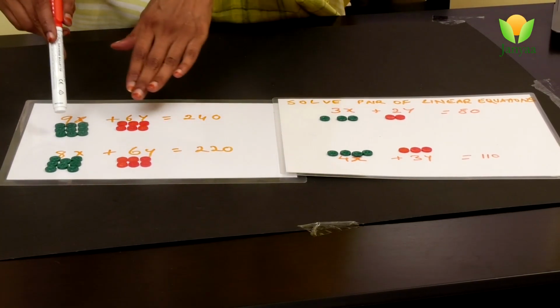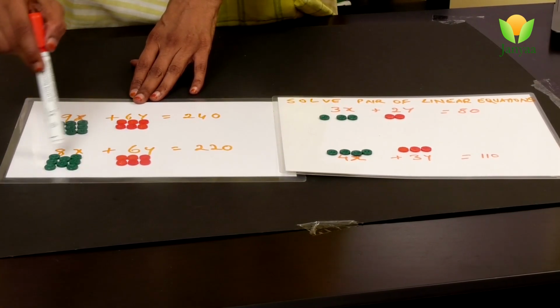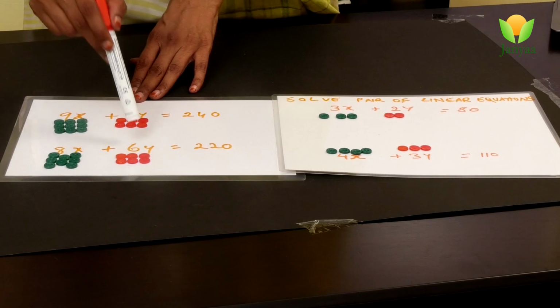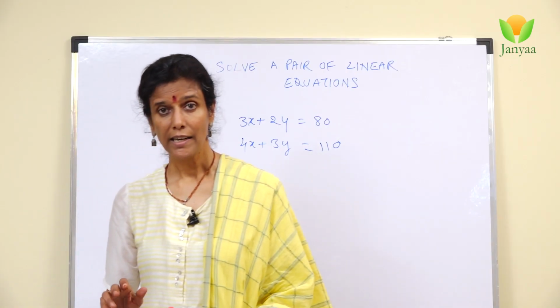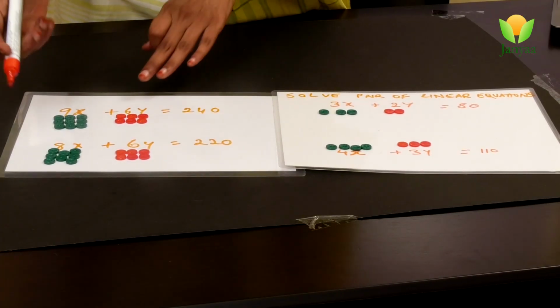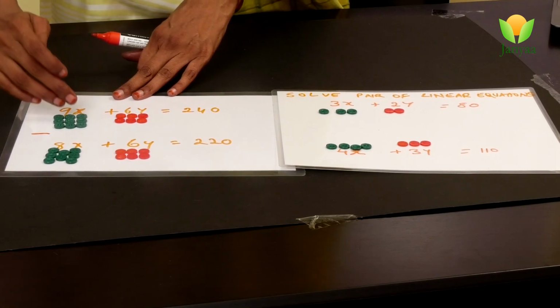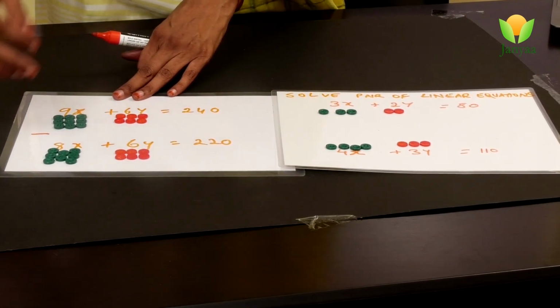So I have all these buttons representing 9x. For example, we have 9 green buttons, 8x, 8 green buttons, 6y, 6 red buttons, 6y, 6 red buttons. Now let's subtract one from the other, okay? When I subtract, what happens? 9x minus 8x. I have to take away the buttons, correct?